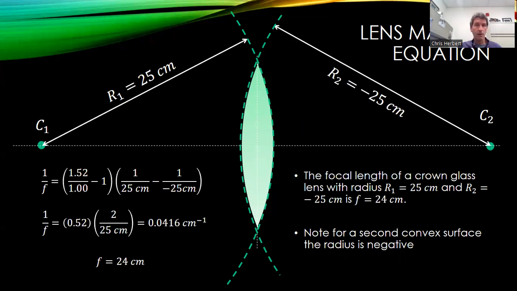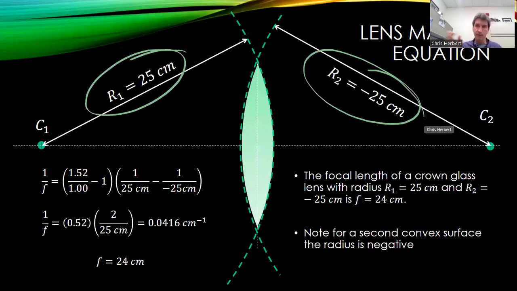Here we have our biconvex lens. The first radius is 25 centimeters. The second radius, since we're coming from the right and defining the radius that way, we make negative. We plug that into the equation: 1 over 25 centimeters minus negative 1 over 25 centimeters gives me 2 over 25 centimeters.